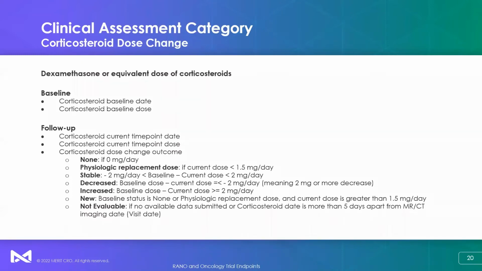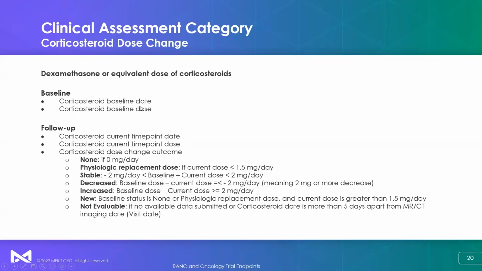Dexamethasone has been the standard corticosteroid used for glioma patients. But if a corticosteroid other than dexamethasone was used, they can refer to the equivalent dose tables, so that any non-dexamethasone steroid can be recalculated or converted to the dexamethasone dose strength. At baseline, we'll just record the subject's baseline corticosteroid dose and the recorded date.